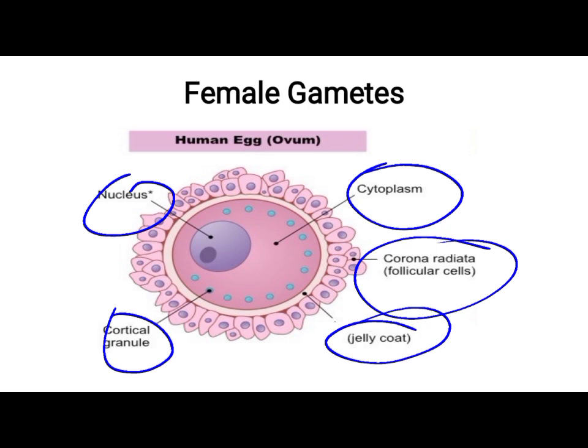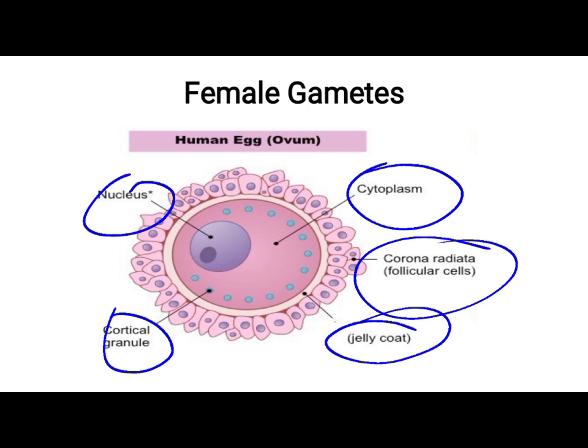Okay, so you can see it's located in the outer portion of the egg, so it allows materials like nutrients to enter into the egg. And then you also have the jelly coat. The jelly coat prevents too many sperm from getting close to the egg at the same time, and it also contains protein that helps the male reproductive part, which is the acrosome, to unite together with the egg.